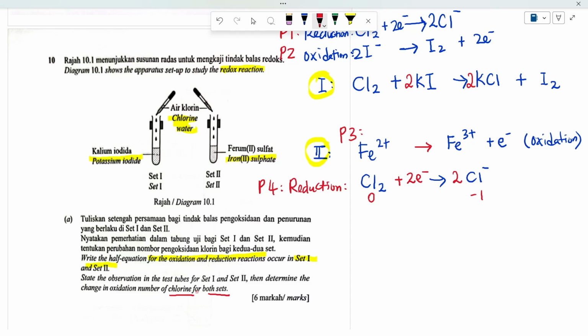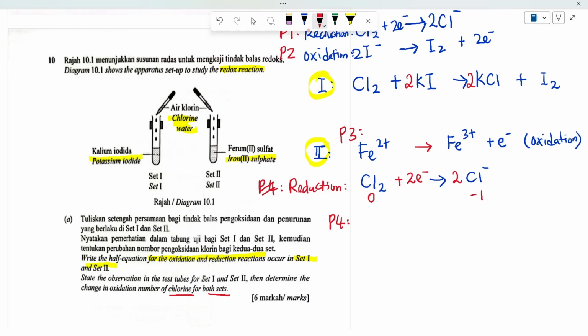Sorry, before that, state the observation for the test tubes in set 1 and set 2. Then determine the change in the oxidation number. Sorry, because the reduction for both set 1 and set 2 is the same, there is no point 4 for this one. So point 4 will be the observation.